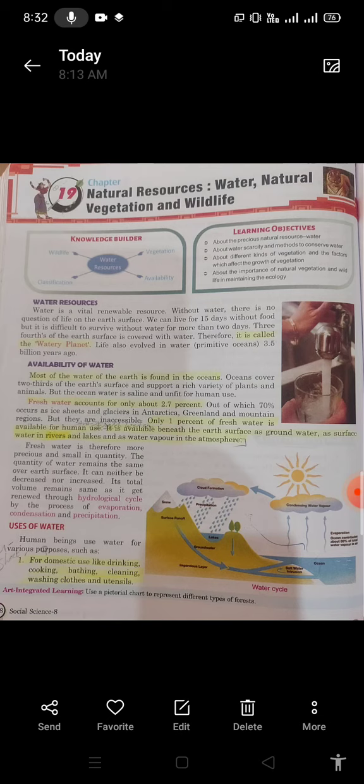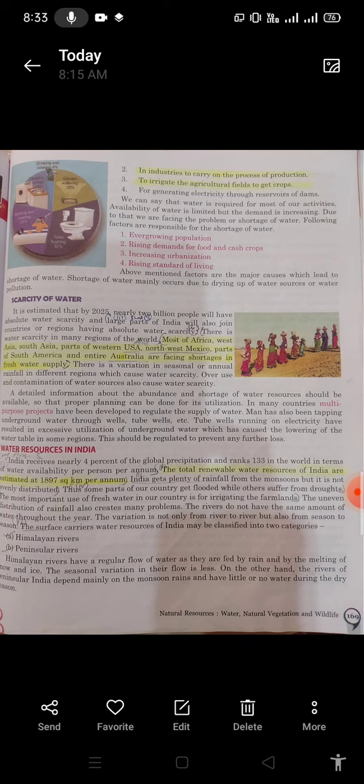Now, the uses of water. Human beings use water for various purposes. First, for domestic use like drinking, cooking, bathing, cleaning, and washing clothes and utensils. Second, in industries, to carry on the process of production. Third, to irrigate agricultural fields to get crops. Fourth, for generating electricity through reservoirs of dams. Fifth, it may be used for navigation, and many other activities required in our life.